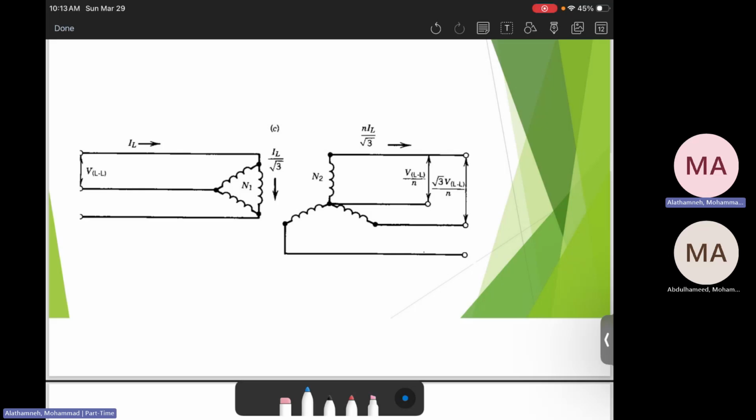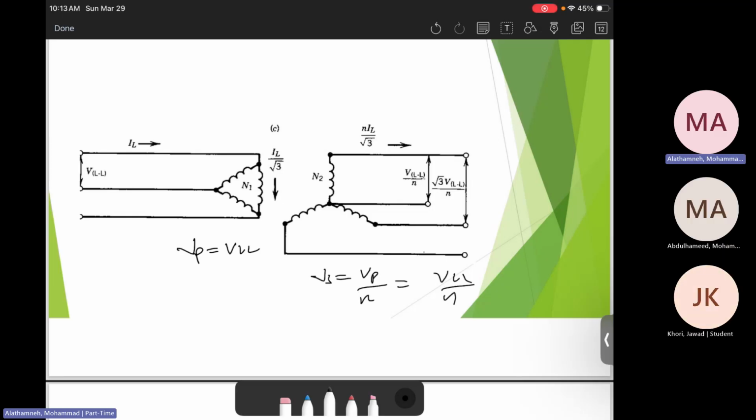And the same thing here for the line to line. So here, V primary is V line to line. So V secondary equals V primary divided by N, which will be V line to line divided by N. Then in order to calculate V secondary line to line, it equals square root of 3 times V line to neutral. Then it will be square root of 3 times V line to line divided by N. And that's how we can find it. Okay?